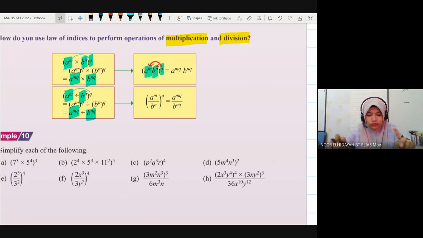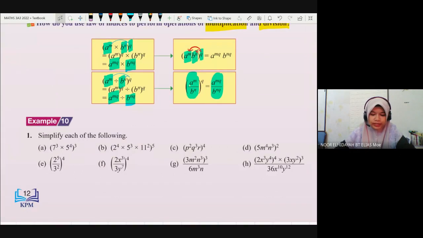Ataupun, in algebraic for the division, we can use the over. Asalnya daripada a to the power of m divided by b to the power of n, you rewrite like here. Okay, like this. A to the power of m divided by b to the power of n is equals to a to the power of mq over b to the power of nq, because we multiply all the index inside the bracket. Okay, look at the example.